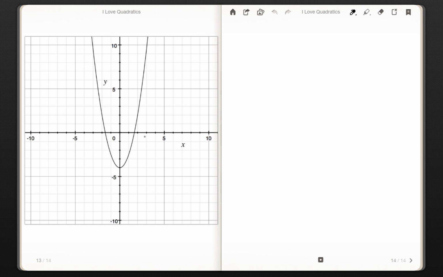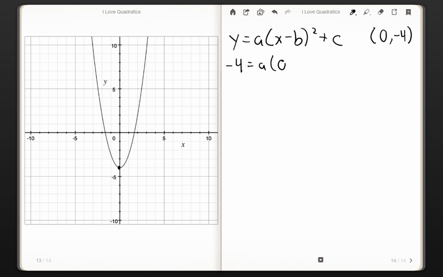And finally, this time we can't tell exactly what the roots are, but we do see that the vertex is exactly on that point, 0, -4. So going back to the vertex formula here, we have the point 0, -4. So y of -4 equals a times 0 minus b squared plus c.